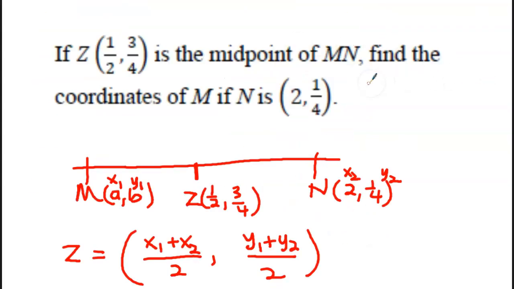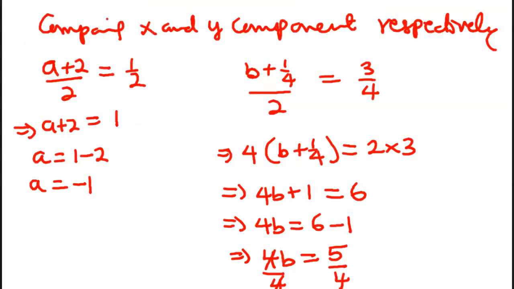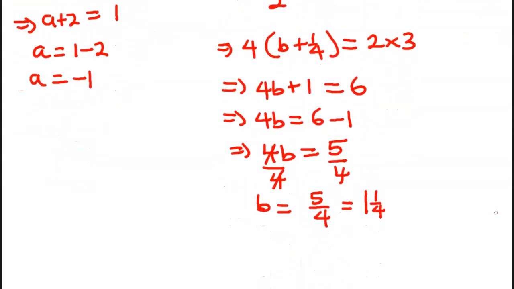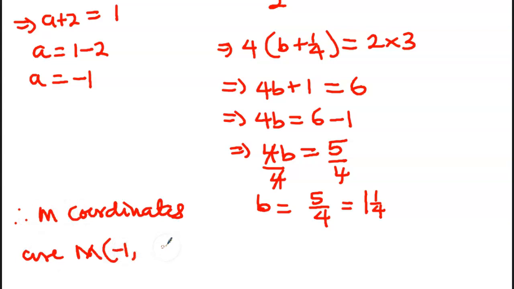Let's go back to the question. We are to find the coordinates of M. So when we say coordinates, it is the X and Y components that form a coordinate. So you don't leave the answers in this form. Therefore, M's coordinates are (-1, 1 whole number 1 over 4).